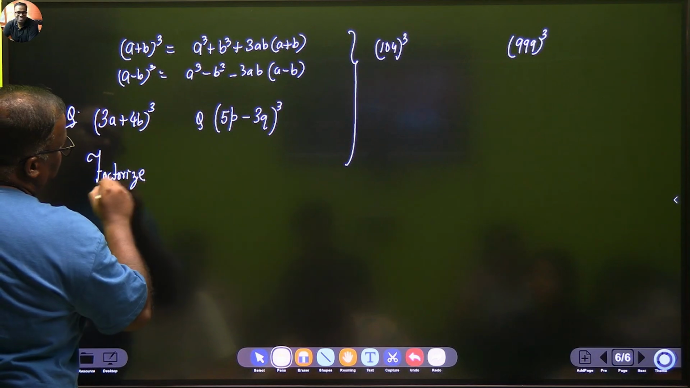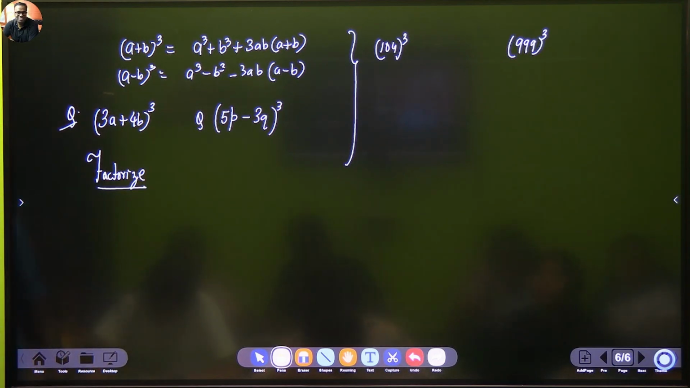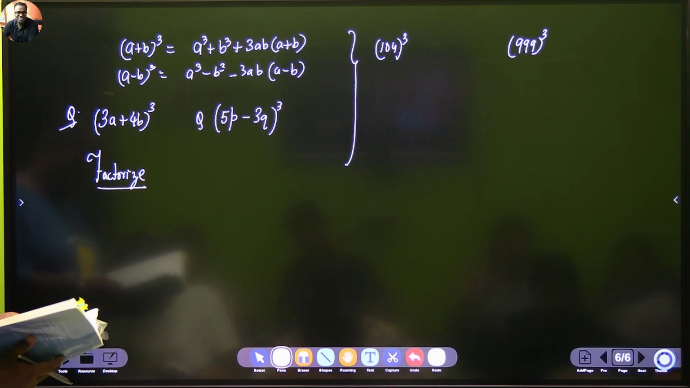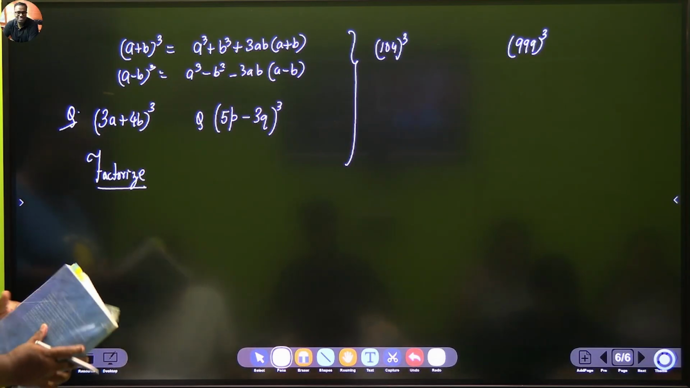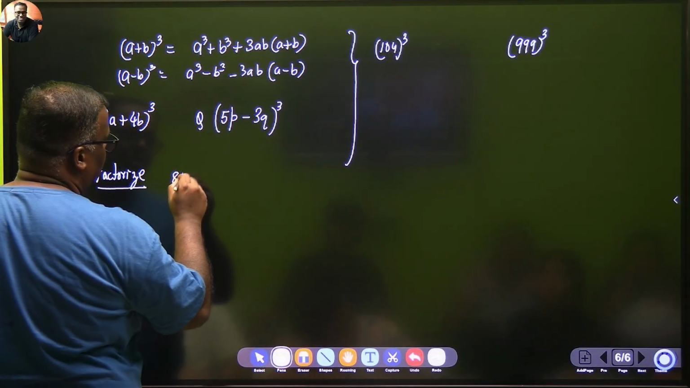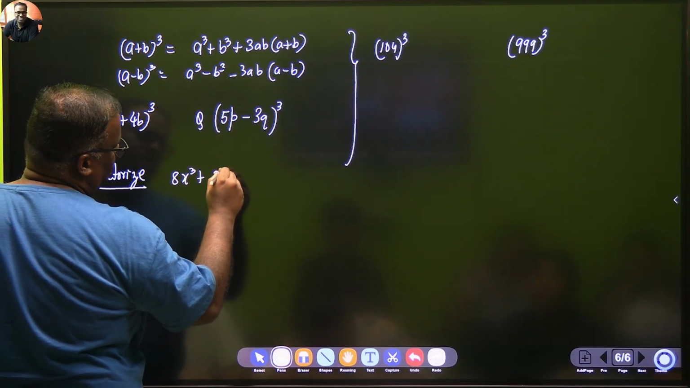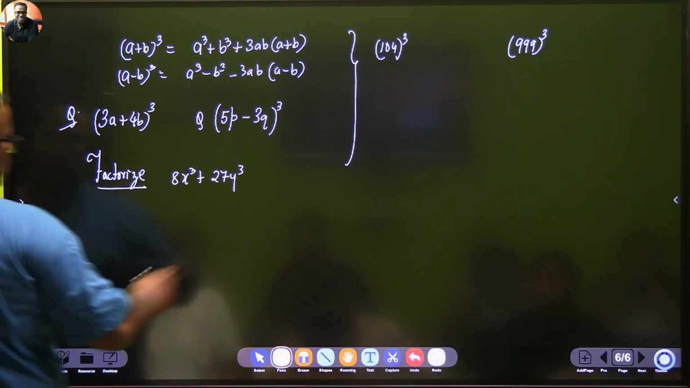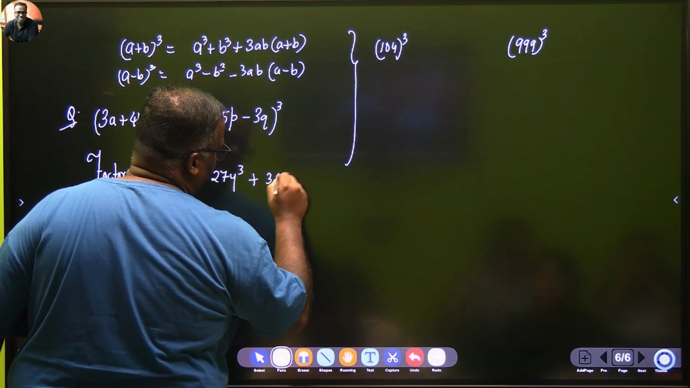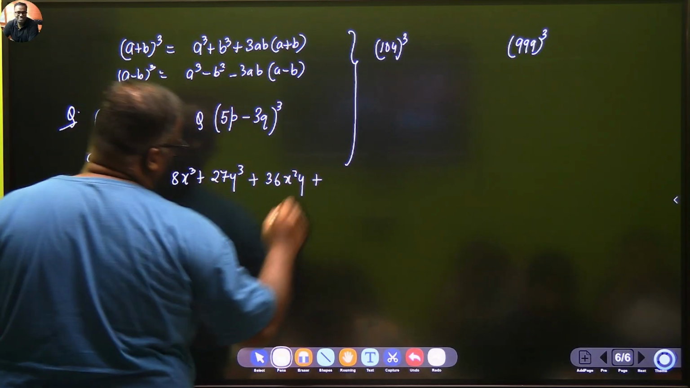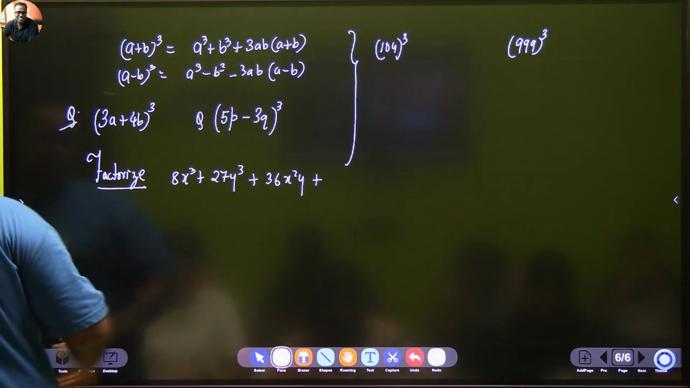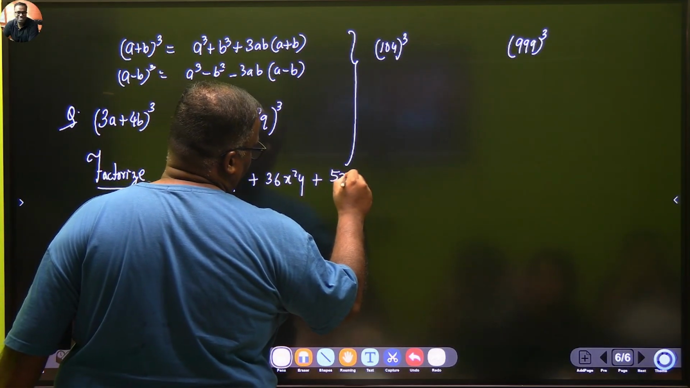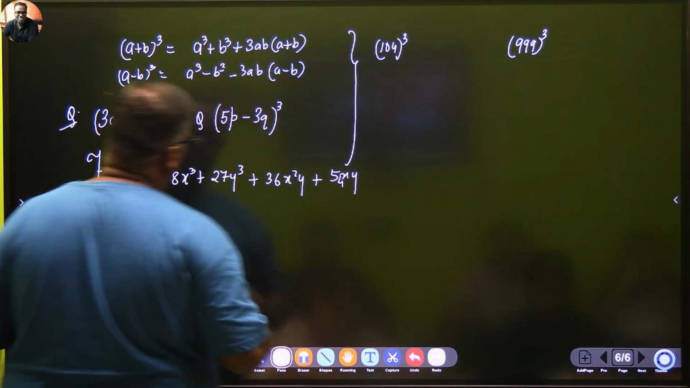अब ये फैक्टराइज कैसा है? अब इस फैक्टराइज में we will get the expanded form of a + b whole cube. ठीक है, आइए 8x³ + 27y³ + 36x²y + 54xy². ठीक है, तो ये कैसे हो गया?